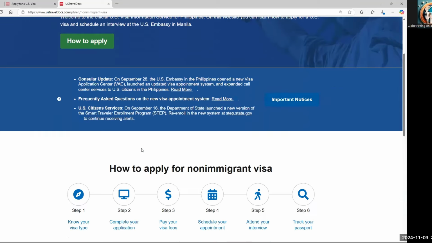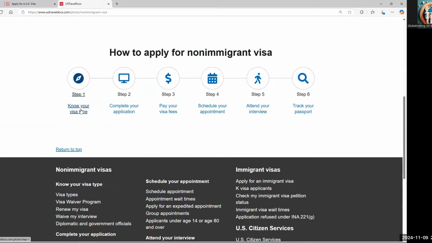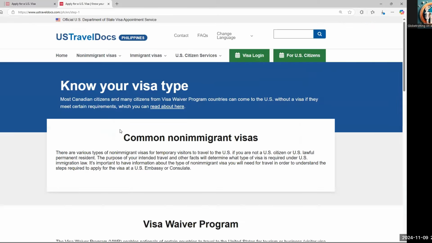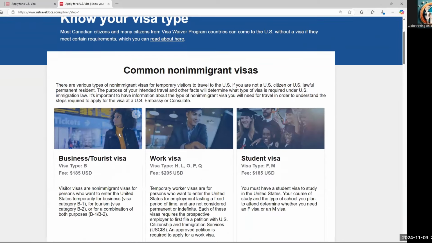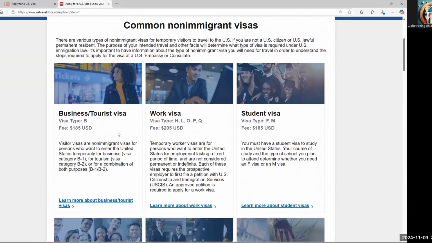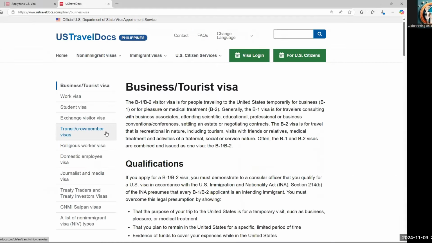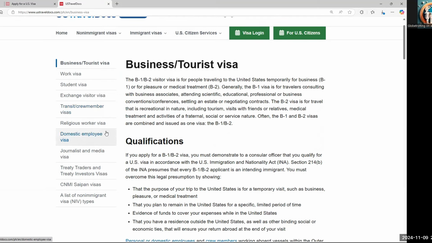The first step in any visa application process is identifying the correct visa type to apply for. The visa type for tourists seeking to travel to the US is Visa Type B. Although the US Embassy distinguishes between the B1 visa, which is issued to people traveling to the US temporarily for business, and the B2 visa, which is granted to tourists and people in need of medical treatment, it frequently issues a combination of B1 and B2 visas to successful applicants in Manila.